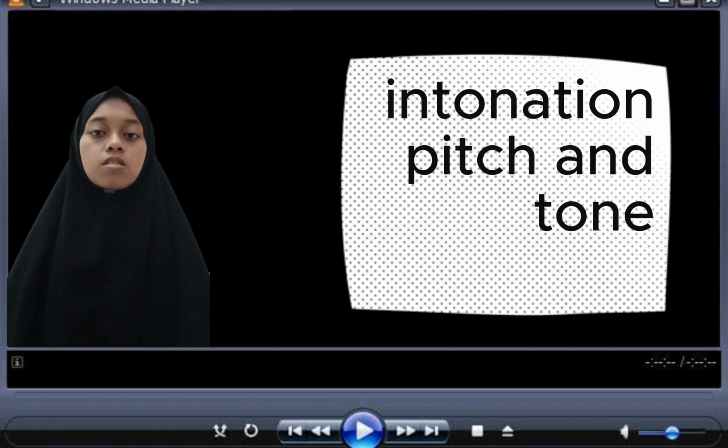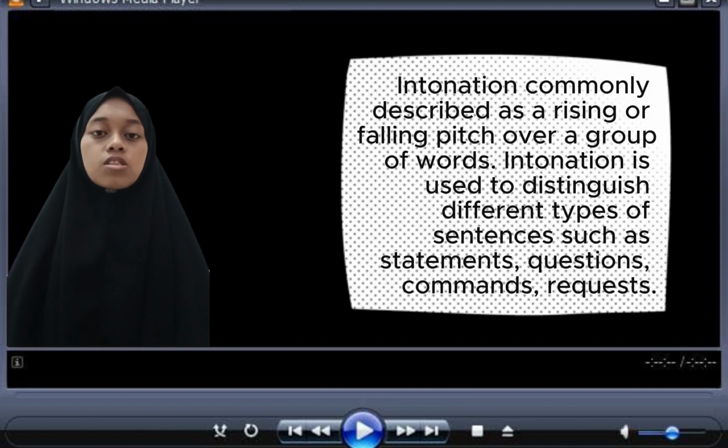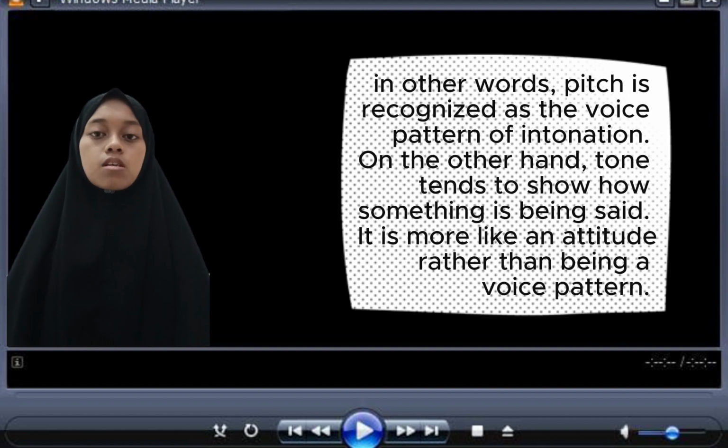Next, intonation, pitch, and tone. Intonation is commonly described as a rising or falling pitch over a group of words. Intonation is used to distinguish different types of sentences, such as statements, questions, commands, or requests. In other words, pitches are recognized as the voice pattern of intonation.